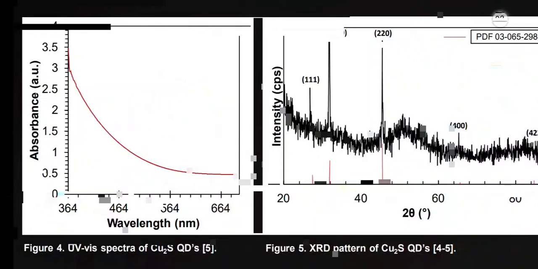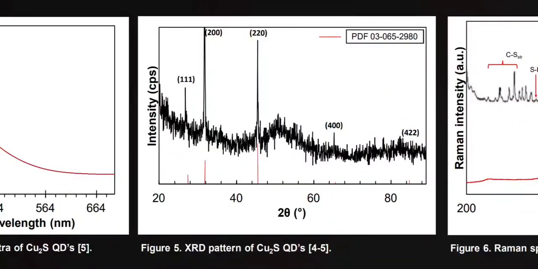This fact indicates that the nanocrystals obtained are copper sulfide. The diffractogram of synthesized quantum dots shows good agreement with the copper sulfide diffraction pattern, demonstrating that the LCs mediate the synthesis of the desired crystalline phase.